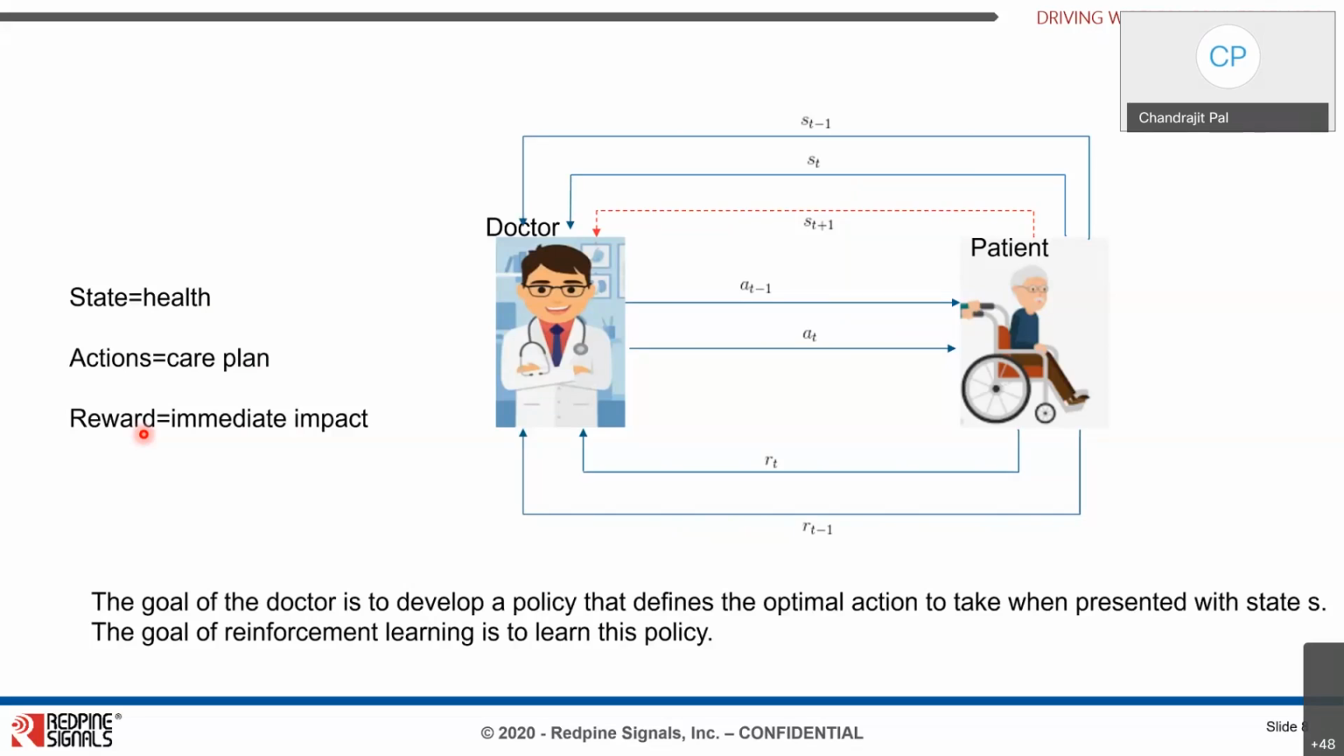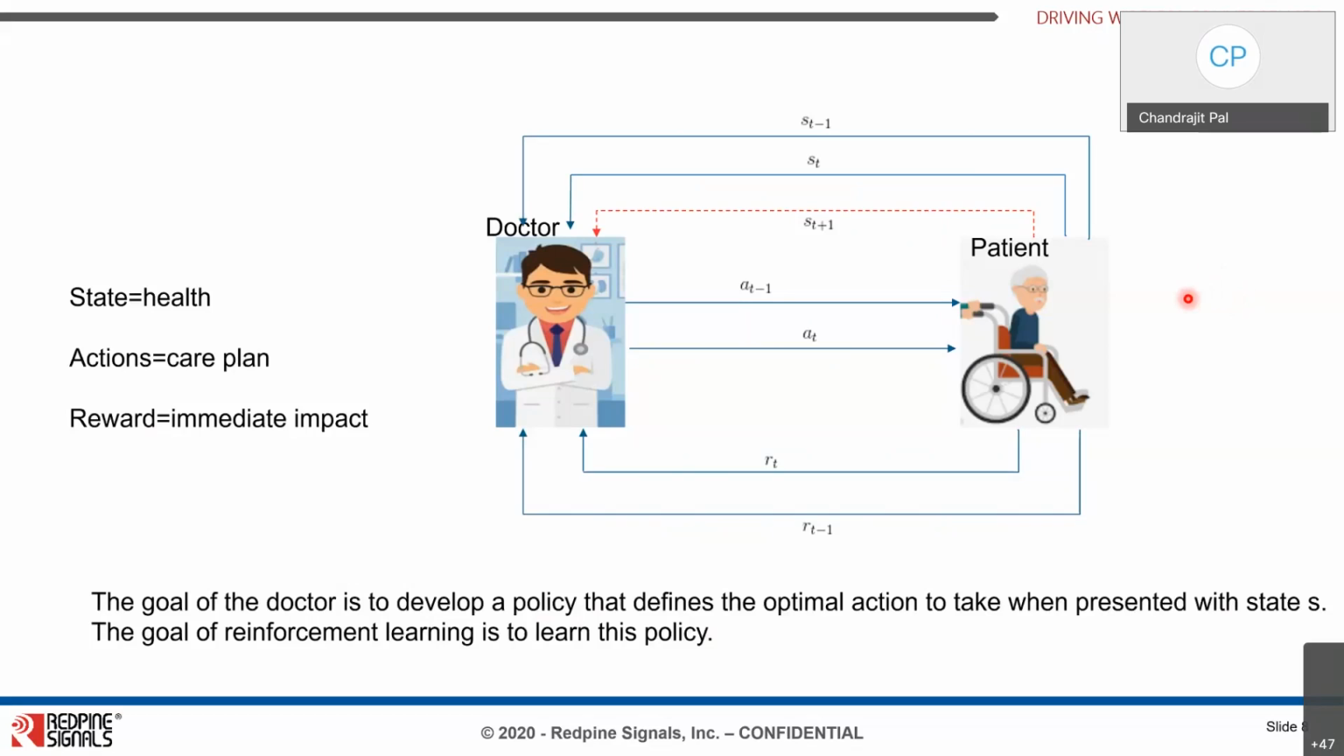The goal of the doctor is to develop a policy that defines the optimal action to take when presented with state S. So the goal of reinforcement learning is to learn this policy. I'll repeat: the goal of the doctor is to develop a policy that defines the optimal action to take when presented with state S. So the goal of reinforcement learning is to learn this policy. Now let's learn about what is happening in this state machine.